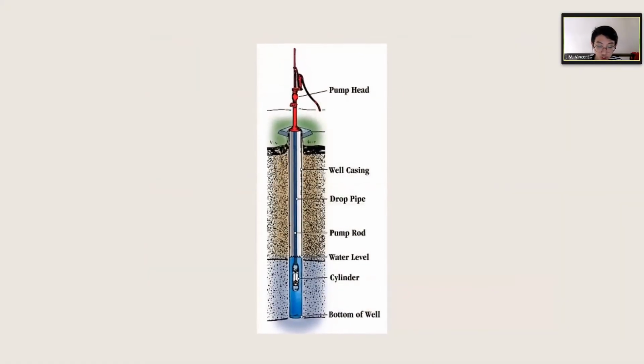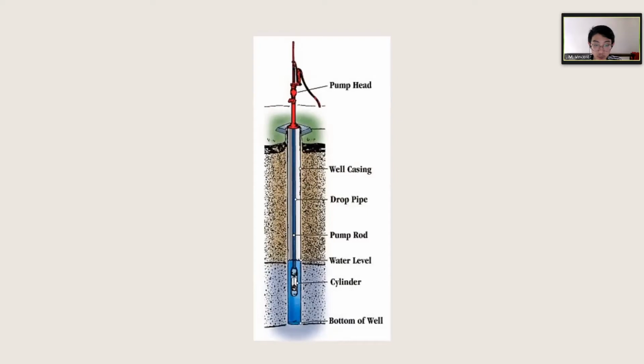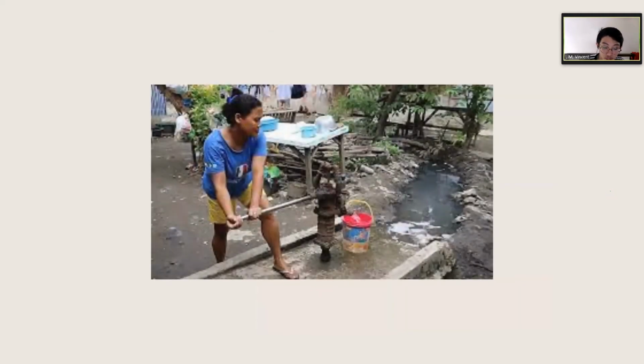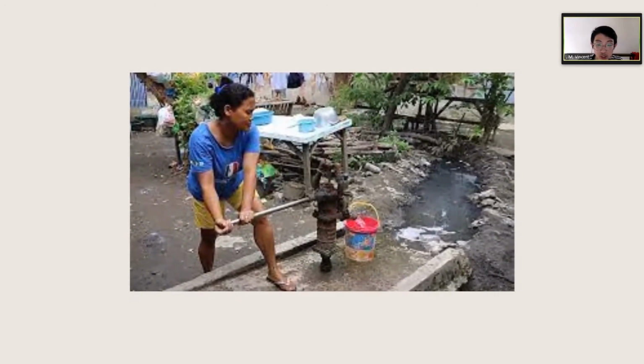So here's a picture of how a deep well looks like and what it's composed of. So there's a pump head, well casing, a drop pipe, a pump rod, and the cylinder. So next, please. Here is an image of a deep well being used here in the Philippines.